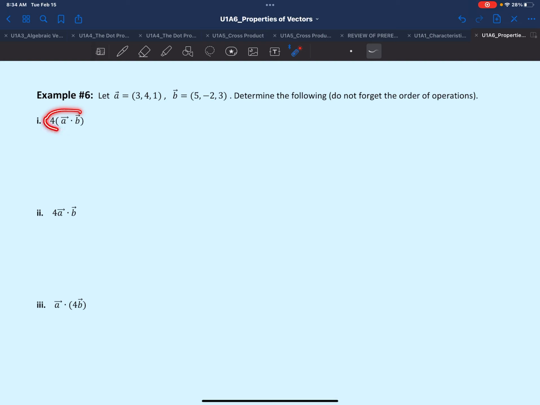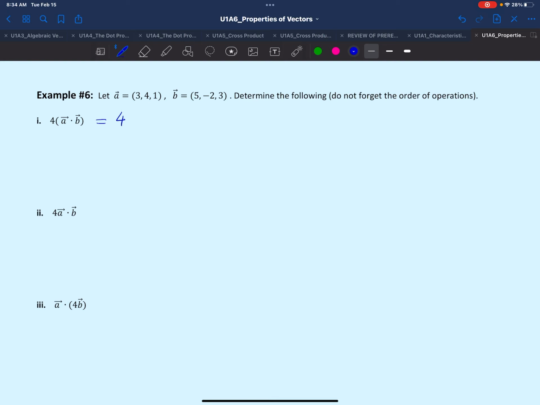So 4 multiplied by A dot B, 4 times A dot B, and then A dot 4B. As you can see, we have the same terms multiplied but in different orders. So we want to think at this point, would you get the same answer? With this in mind, we're going to get to work and we'll find first 4 times A dot B.